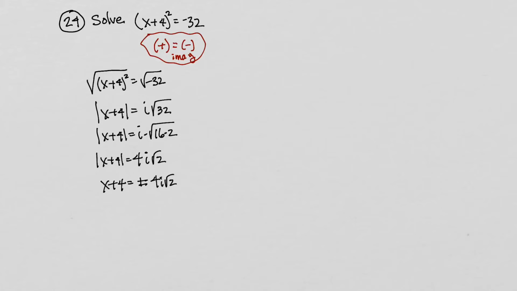And one more step here. Let's get rid of this 4, right? I'm going to subtract 4. I'm going to get this. x is equal to negative 4 plus or minus 4i square root of 2.